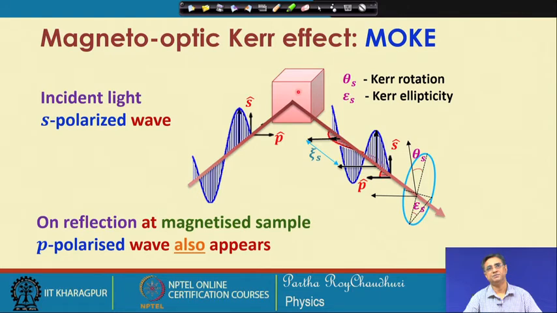So, when they are incident on the surface of a medium which is in a magnetic field, then the reflected light will also contain P polarized light, because there was no P polarized light initially, it was purely S polarized light, and now on reflection we can see a small component of the P polarization has appeared, and there has been an effective rotation of the plane of polarization. On reflection at a magnetized sample, a P polarized wave also appears as a result of this.